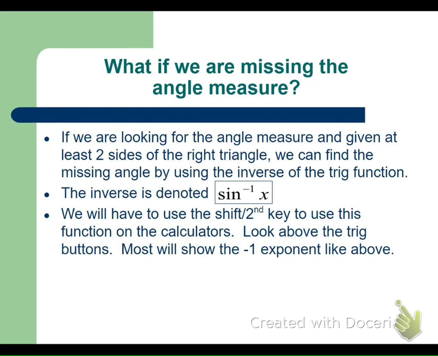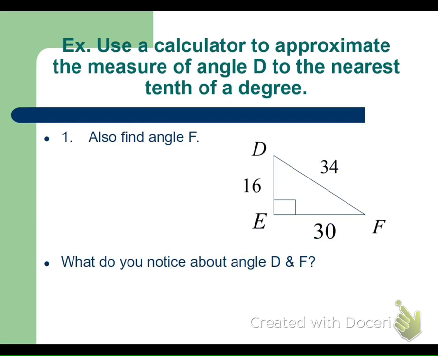The way you can do this on your calculator is the same way we did tan inverse: you press second, and then whichever trig function you're looking for. It'll show with that -1 exponent, and that's how you know you're doing the inverse. When we're doing an inverse, we're always finding an angle measure. Always.